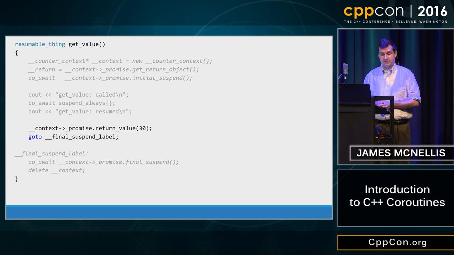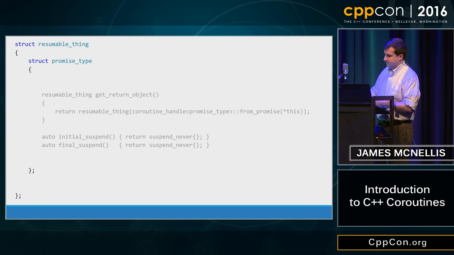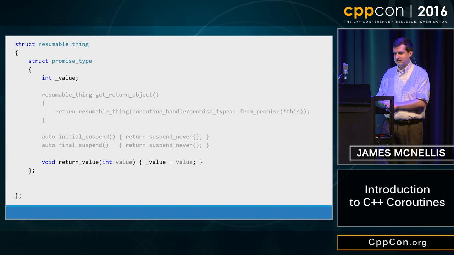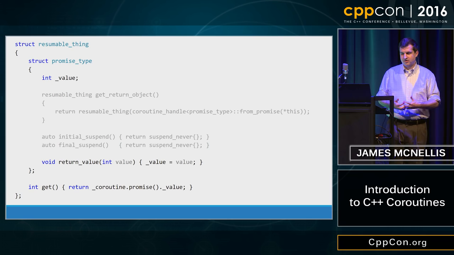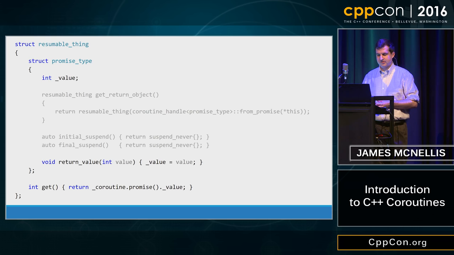So we're going to make a few small changes to our resumable thing in order to support returning of the value. So this was our resumable thing from before. The first thing we're going to do is actually store the value inside of the promise. We're going to have to implement that return value function, which is actually just going to set the value. And then since we want to be able to call get from that main function in order to get the value back, we're going to, from the coroutine handle that we have, get the promise, and then return the value member of it.